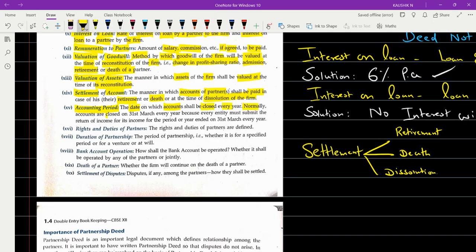Normally, it will be closed on 31st of March every year, because every entity must submit the return of income for the income period. The reason is that every entity, as a business concern, must submit the return of income. That means they have to file the tax for the earnings they have made for the respective period or the year ended, which is nothing but 31st of March.